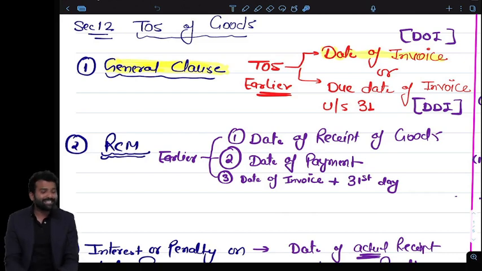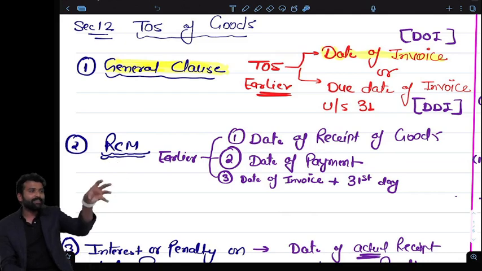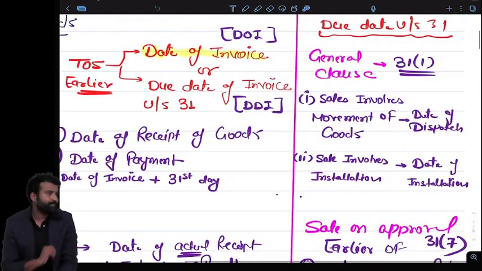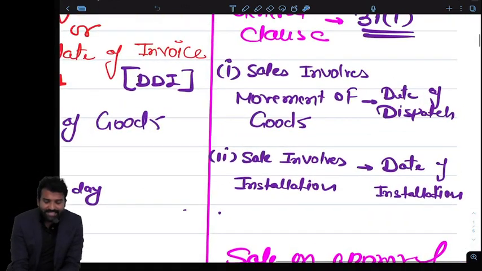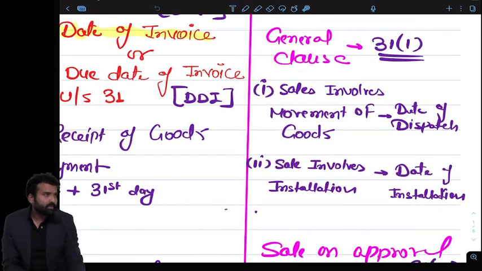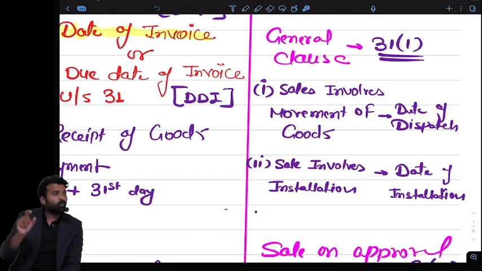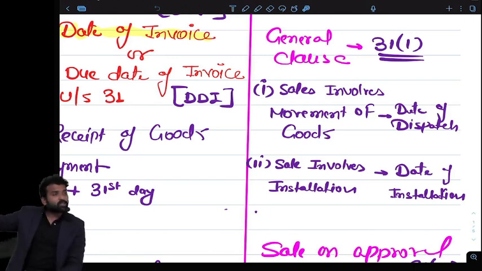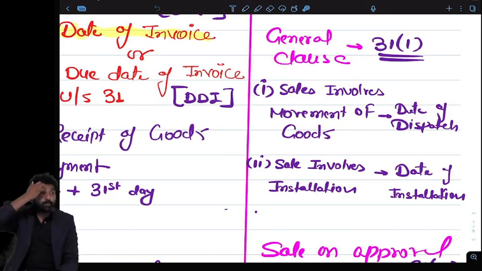Now the question arises, sir, what is the DDI? I know what is date of invoice. Date of invoice means the date which is written on the invoice. But what about the due date of invoice? For this, I have to refer to section 31. This section 31 says that if I am dispatching the goods, then the date of dispatch is the due date of invoice. Means I have to prepare the invoice on the date of dispatch. When I am dispatching the goods from my factory, I have to prepare the invoice.